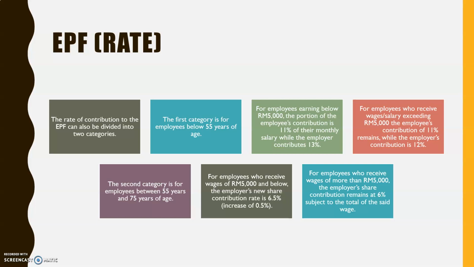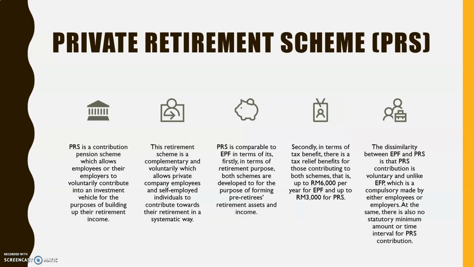The second category is for employees between 55 and 75 years of age. For employees who receive wages of 5,000 and below, the employer's share of contribution is 6.5%. Then for employees who receive wages of more than 5,000, the employer's share of contribution remains at 6%, subject to the total of the said wage. Yeah, these are the two types, for those below 55 and for those between 55 and 75. Okay, the next scheme is the Private Retirement Scheme, PRS.